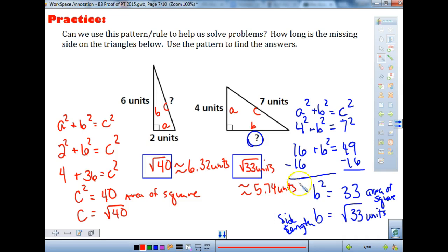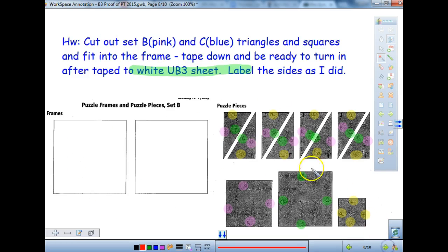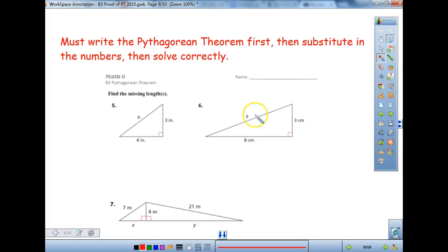Now the homework would possibly ask you to round it to the nearest number. So one of the first things you're going to do is get this white sheet, and you need to cut out the pink and the blue triangles and squares, and your homework assignment is to get them taped in. Look at your notes for how they need to look. Next thing, you are writing and doing the 3 questions here.